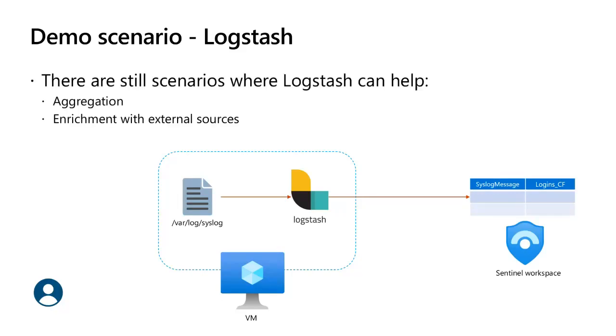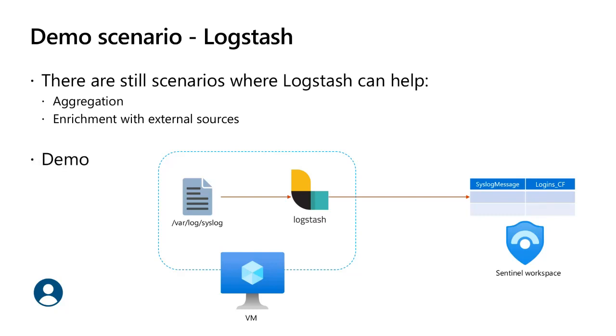There are two main scenarios where Logstash can help. First of all, aggregation. We mentioned that use case at the very beginning of the presentation. That's still a valid use case, and we're actually going to do a demo of that specific scenario. But also when we need enrichment with external data sources. Right now in your transformations, you can only reference things that are in the source stream, the stream coming into Sentinel. You cannot reference something external to that context. So if you want to enrich with additional external sources, you can leverage Logstash. So let's take a look at a demo of this now.